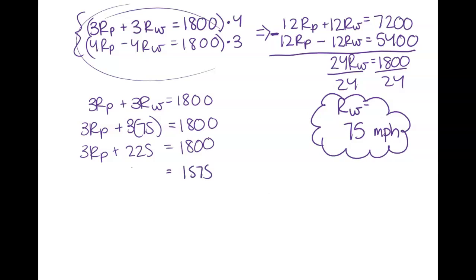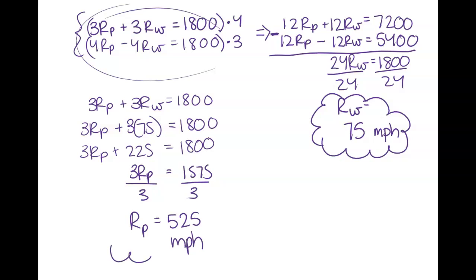1,575 equals 3 RP. If we divide that by 3, the rate of the plane equals, well, if I split this, 1,500 divided by 3 is 500, and 75 divided by 3 is 25. So the rate of the plane is 525 miles per hour.